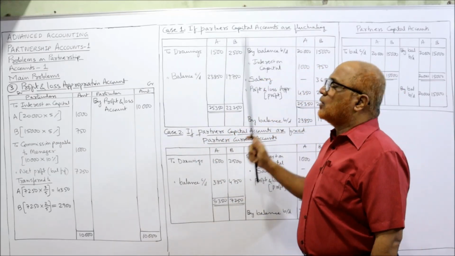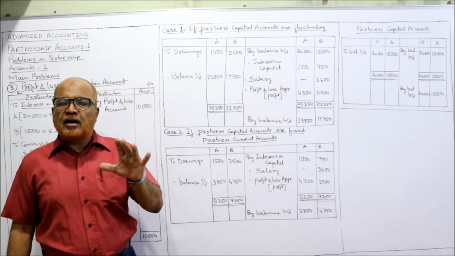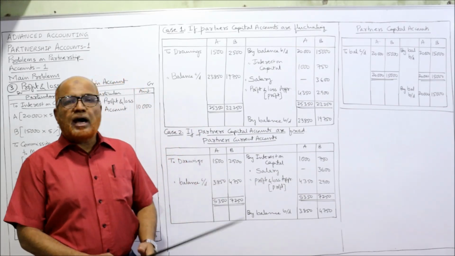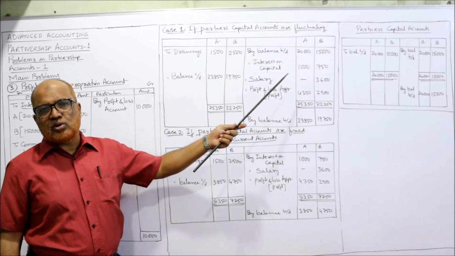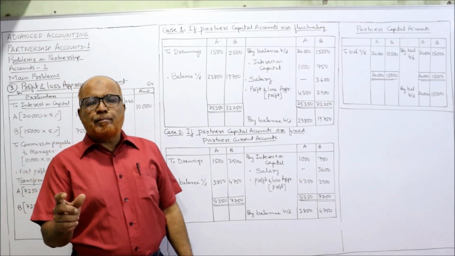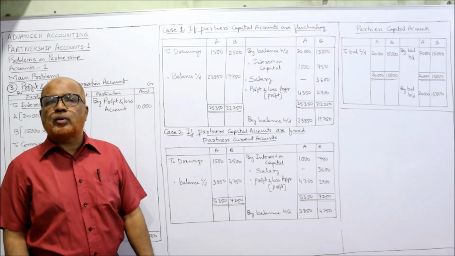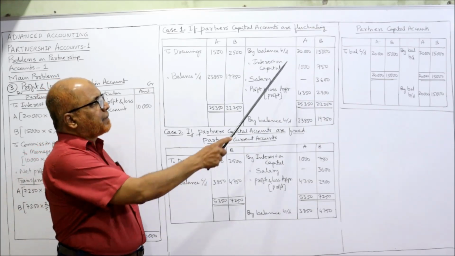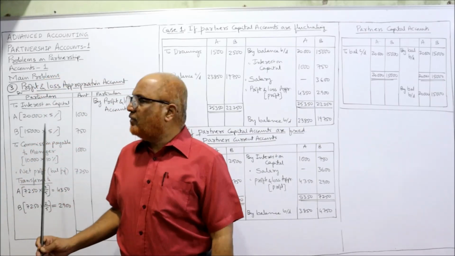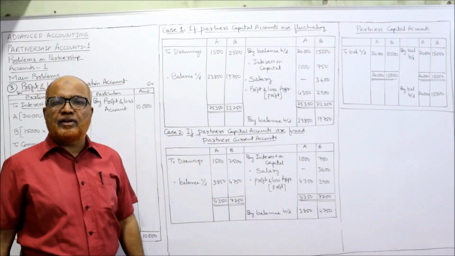If partners' capital accounts are fluctuating, fluctuating means we are not going to make a current account; all adjustment will be done in the capital account itself. So I am taking two columns on the debit side and two columns on the credit side, for two partners A and B. Here also A and B. By balance brought down, this is the opening capital given in the problem: A 20,000 and B 15,000. Now we take interest on capital. Interest on capital we have already calculated: 1,000 and 750.